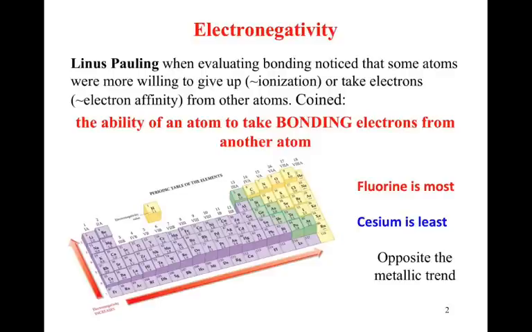As far as what you need to understand, it's just a way someone measured the ability for an individual atom to take bonding electrons from another atom. Okay, that's it. So it's trying to help us understand where to disperse our electrons in a molecule. General rules: fluorine is the most electronegative element and cesium is the least. This is opposite the metallic trend if you happen to memorize the metallic trend. Electronegativity is far more important than metallicity. So I would highly encourage you to memorize this.